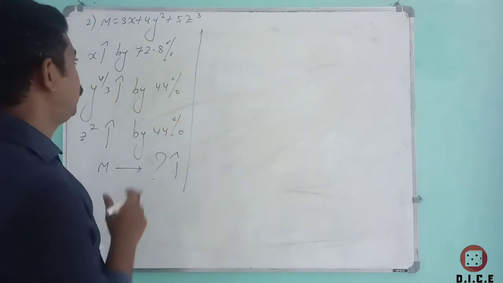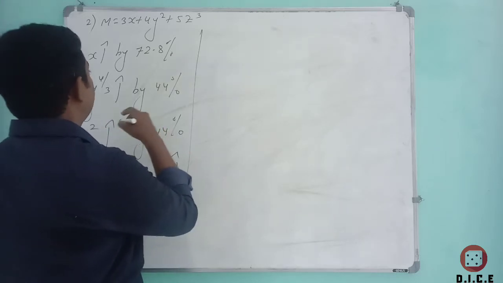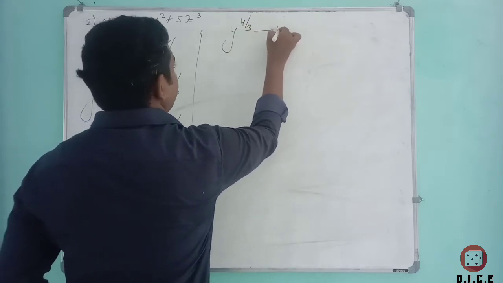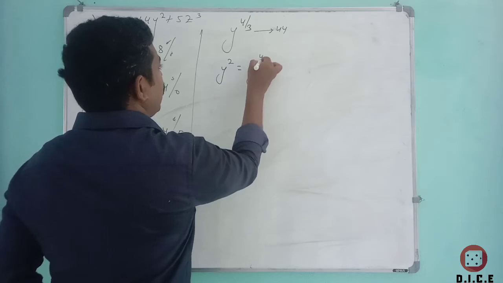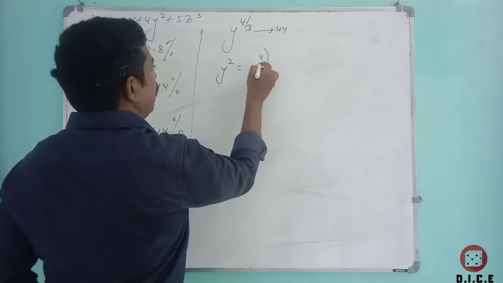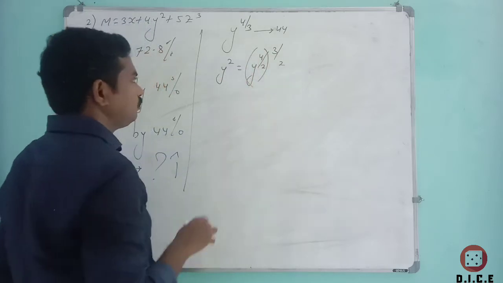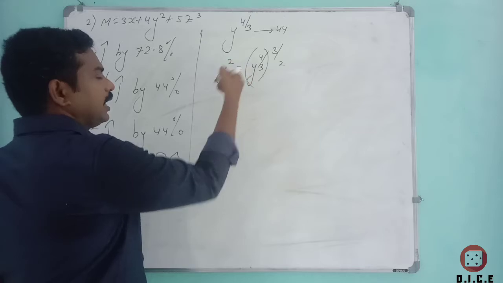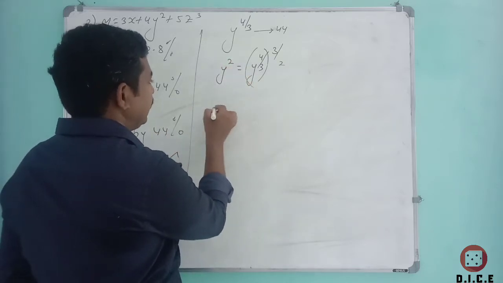X is raised by 72.8. Now you see here that he has given y power of 4 by 3 as 44. I am adjusting that y square is nothing but y power of 4 by 3 of power 3 by 2. It is nothing but 4 by 3 of 3 by 2. 3 gets cancelled, 4 by 2 is nothing but y square. Therefore, this can be considered as y square.